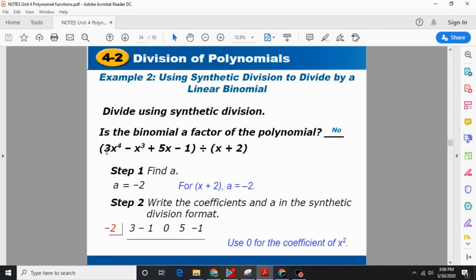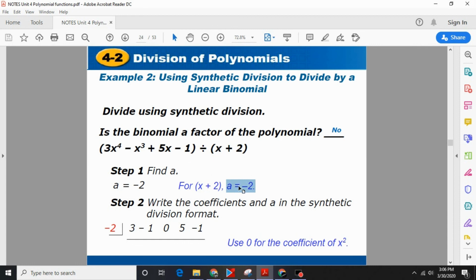This one, same style, except notice we're missing that x squared term. So make sure that you account for a 0x squared whenever you're dividing. Set this equal to 0, solve for x. That's finding this a value here, which is going to be -2, because x plus 2 equals 0. Subtract 2 from both sides to get x equals -2. So that's where this a equal to -2 comes from.